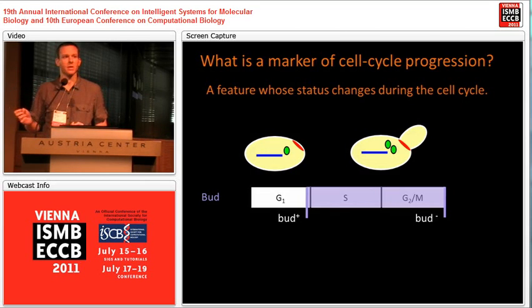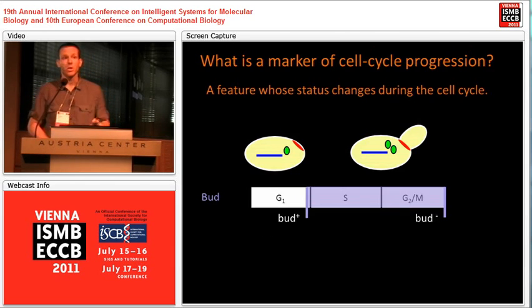And the window of cell cycle time in which the bud appears here is demarcated by these start and end points, bud plus and bud minus. Now, the important takeaway here is that knowing the status of a marker on a cell tells us something about how far they've gone through the cell cycle.